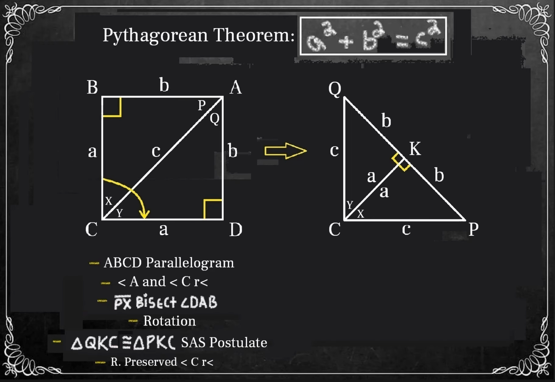Now we can confidently state triangle QKC is congruent to triangle PKC by the side angle side postulate, because we are given angles B and D are right angles, and sides B and A equal each other. Nice. Next, we know angle C is a right angle, and the angle bisector makes the complementary angles X and Y. But then, as it turns out, the rotation preserves the angle C as a right angle because X and Y just traded positions.